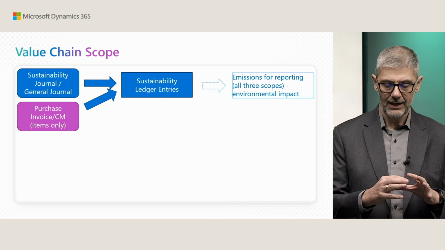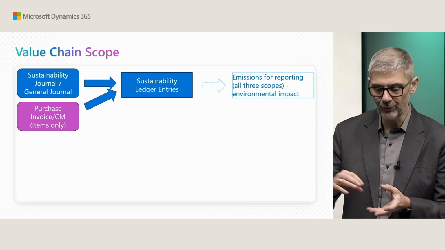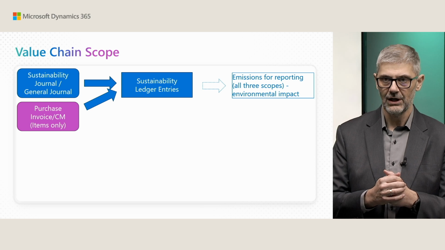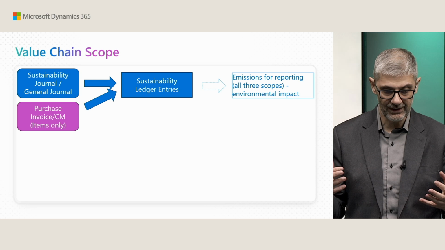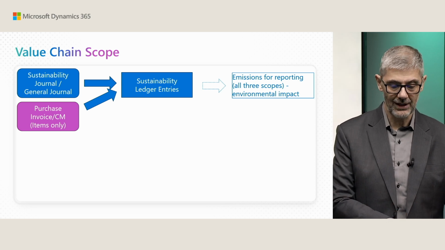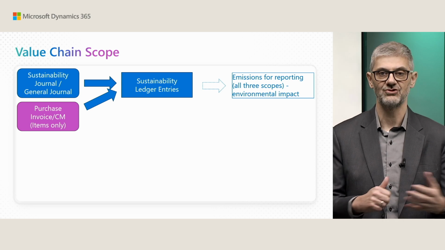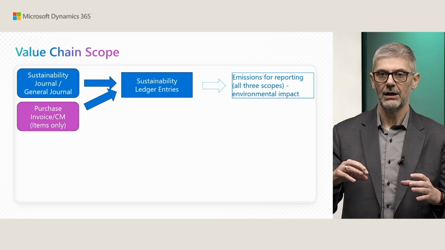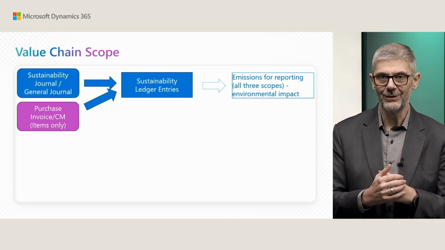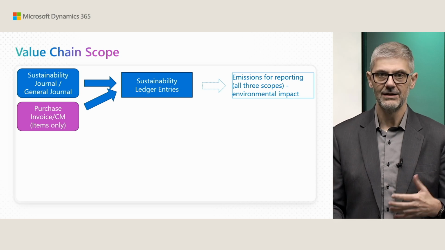So earlier, we supported only reporting to sustainability ledger entry, so we could report official requirements to specific governments and authorities, and we could use as a source the sustainability journal, and from this wave the general journal, and also a purchase invoice or credit memo as well. So this is what we used earlier, but now with the new wave, we enable absolutely new functionality related to value chain.